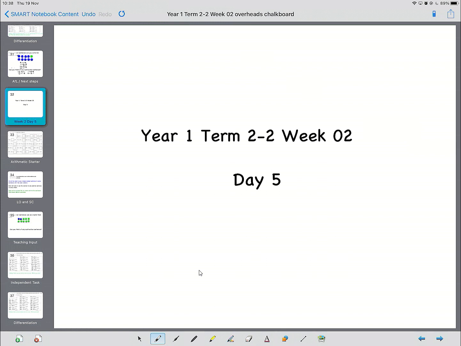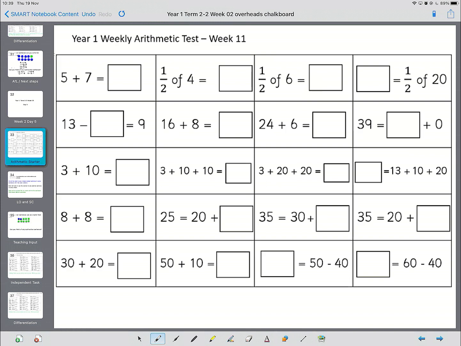Year 1 and welcome to our 5th day on addition and subtraction. Now, this is a bit different because we actually got 7 days of this work because it's quite an important skill. So, although this is going to look like day 5, we're going to be carrying on with it even more next week. Okay, so to start with, we have got our weekly arithmetic test.